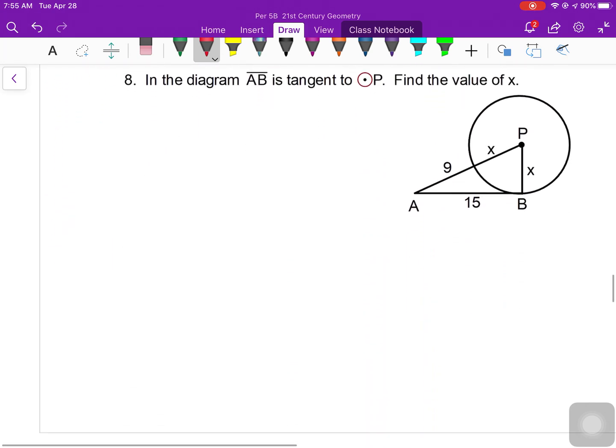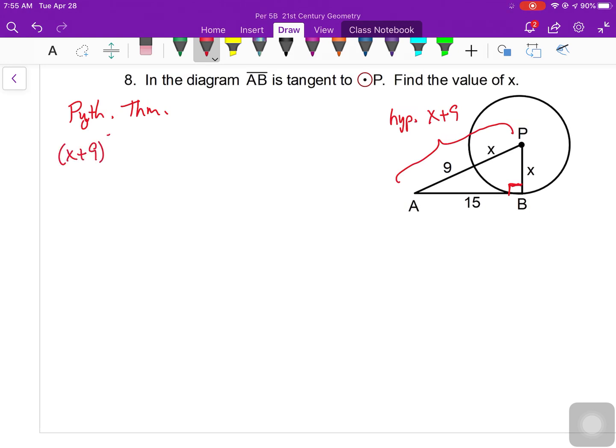Let's take a look at another type of problem that we've actually seen before in here. When you look at this one, since we have a tangent and a radius, we know that we have a right angle down here. And since we have a right angle, we're going to use the Pythagorean Theorem. Now, of course, we're going to need this whole length for the hypotenuse. The hypotenuse there will be x plus 9. So that x plus 9 squared will equal x squared plus 15 squared.